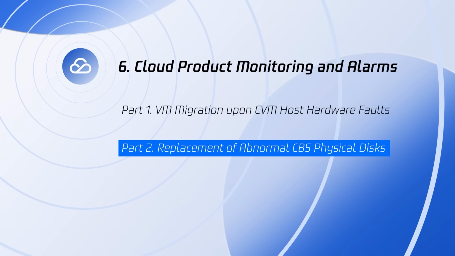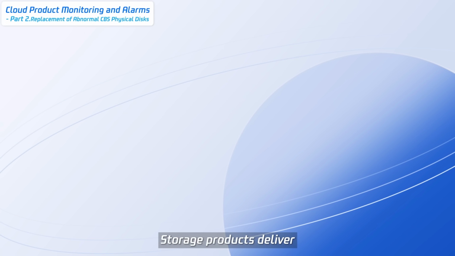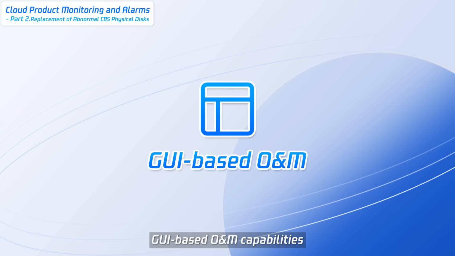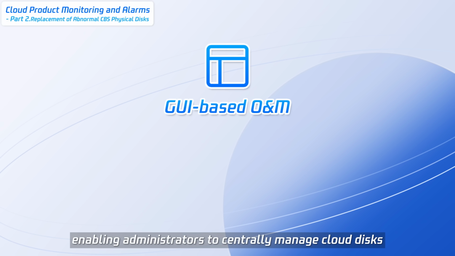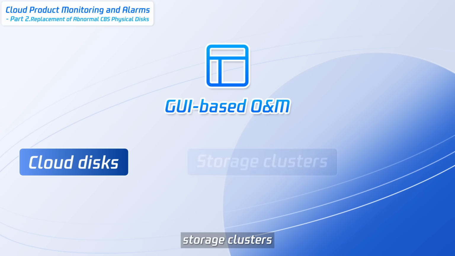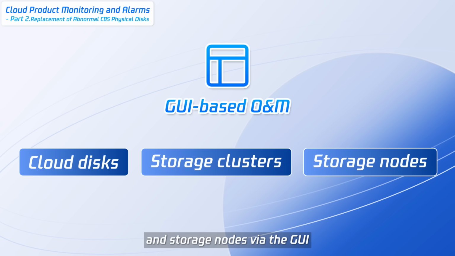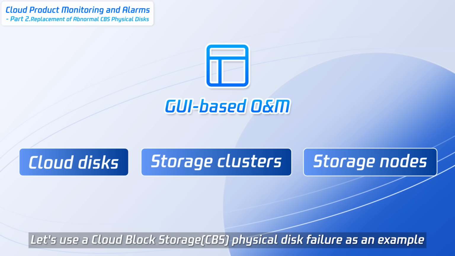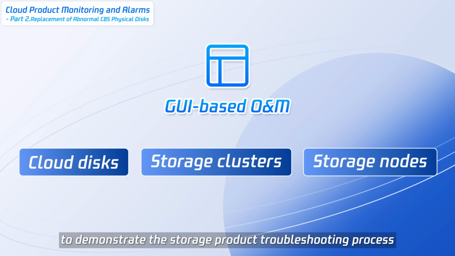Second part, replacement of abnormal CBS physical disks. Storage products deliver GUI-based O&M capabilities, enabling administrators to centrally manage cloud disks, storage clusters, and storage nodes via the GUI. Let's use a cloud block storage physical disk failure as an example to demonstrate the storage product troubleshooting process.